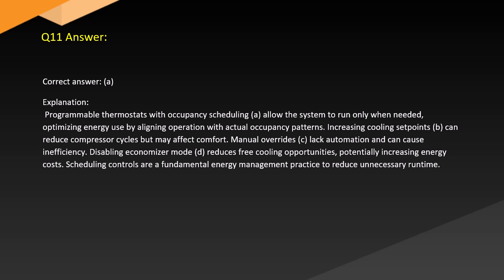Increasing cooling set points, B, can reduce compressor cycles but may affect comfort. Manual overrides, C, lack automation and can cause inefficiency. Disabling economizer mode, D, reduces free cooling opportunities, potentially raising energy costs. Scheduling controls are a fundamental energy management practice to reduce unnecessary runtime.